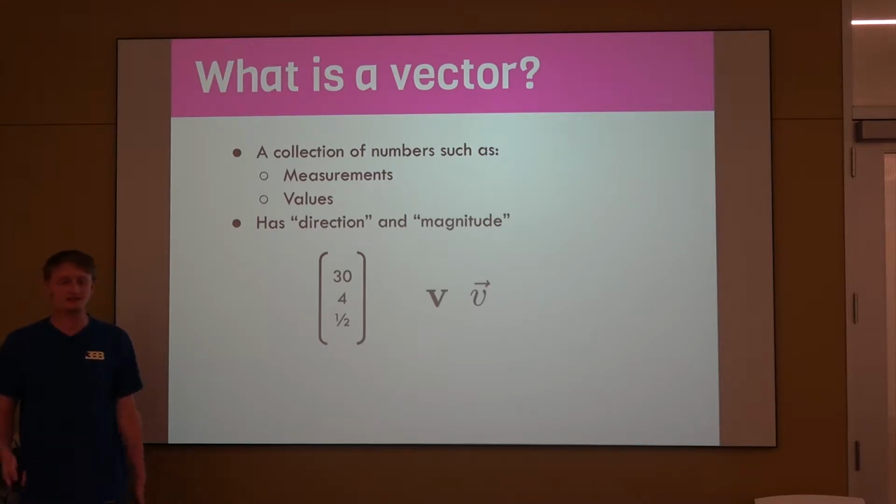The way you're going to see this usually is denoted as a bold lowercase letter, v, or maybe a math script with an arrow over it. And this is just an example with a few random numbers in it from the previous slide.